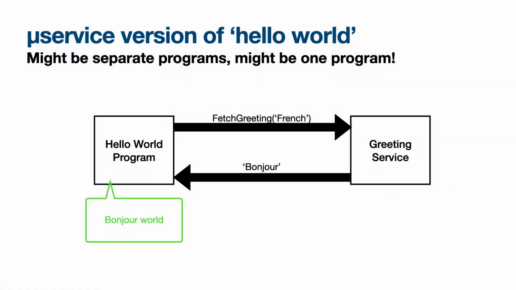Since we're using microservices, of course, we have to have two services that are communicating. One of them is the Hello World program that prints out a greeting, and the other one is a greeting server that can respond with the greeting for a particular language.